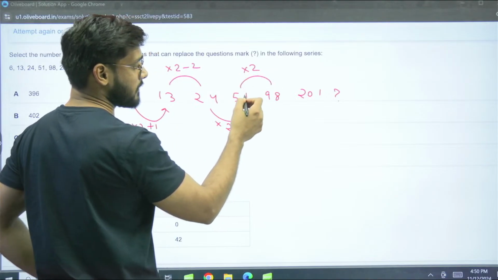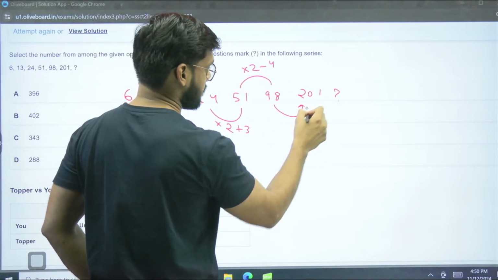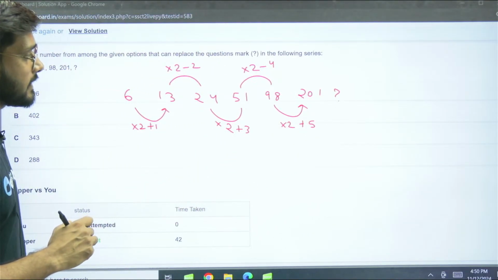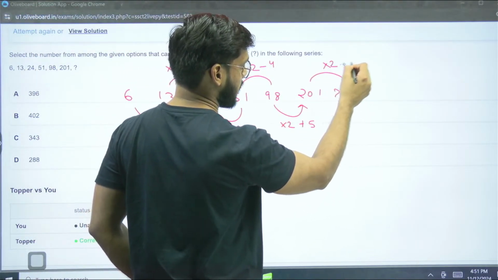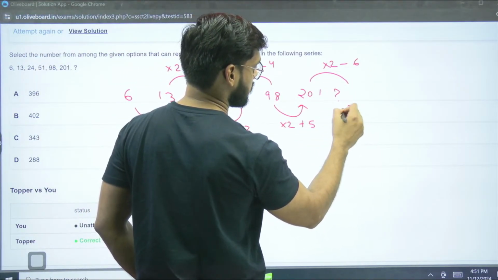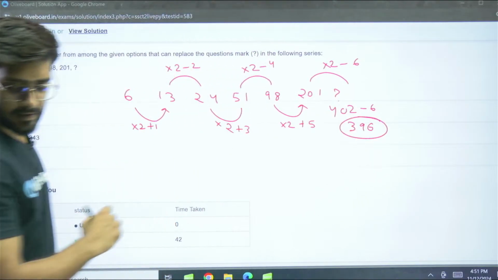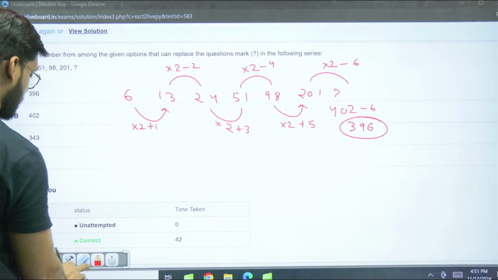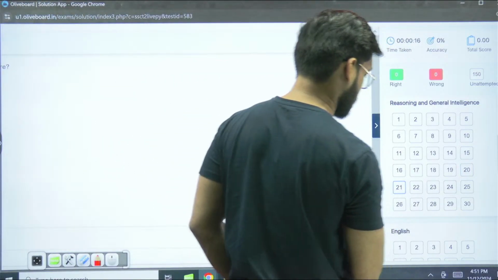Multiply 2, it will become 102. 102 minus 4 is 98. Now it will become multiply 2 plus 5. 98 into 2 will become 196. 196 plus 5 is 201. And now again multiply 2 minus 6. So 402 minus 6 will become 396. 396, right? Very good, Manish. 396 is the right answer, my dear friend. So option A is the right answer. Move on to the next question, that is 21st.